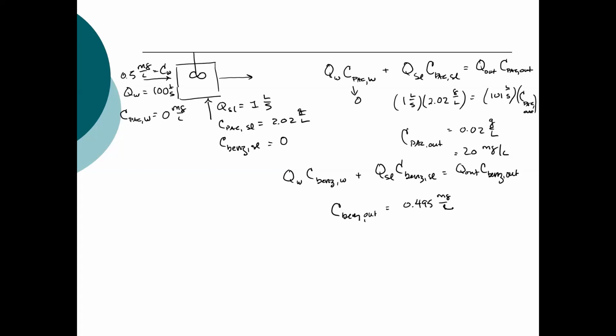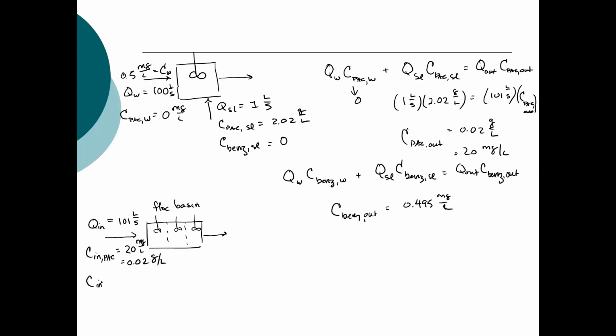So the next thing we want to do is a mass balance on the flocculation basin. Here's our flocculation basin, and we've got mixing. We've assumed tapered flocculation. So now we have Q into the flocculation basin, which is equal to Q out from our rapid mix, so that's 101 liters per second. C in of PAC is the 20 milligrams per liter, or 0.02 grams per liter. And C in of benzene is equal to the 0.495 milligrams per liter that we just calculated.